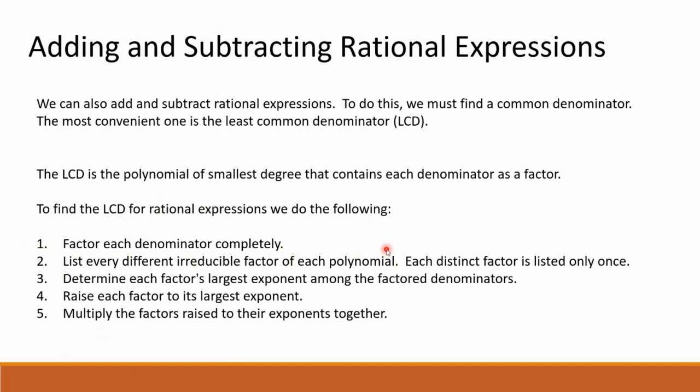Then you determine each factor's largest exponent, what it's raised to. Then you're going to raise each factor to the largest exponent and then multiply. I know that sounds very confusing. You're probably thinking, what is he talking about? Again, we'll do some examples now, and it should be clear from that. So let's do some examples.